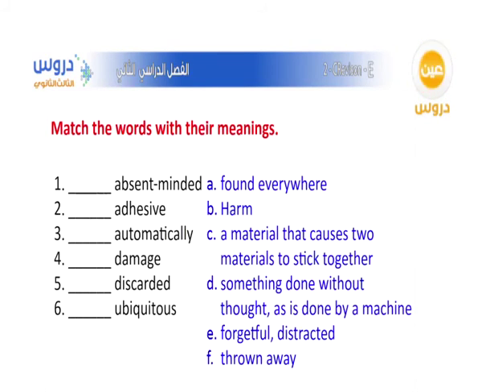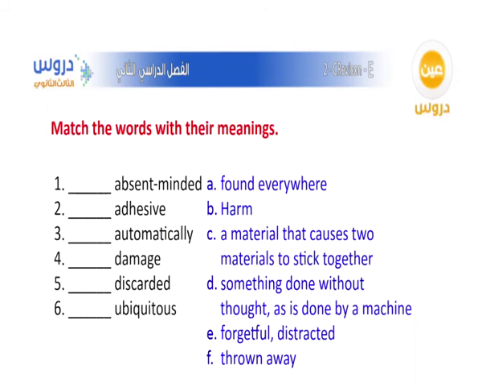2, adhesive. Adhesive is a material that causes two materials to stick together. Adhesive is like glue. You know glue? When you have two pieces of paper, you want to stick them together, you use glue, right? So did you get the meaning of adhesive, Fatima? Okay, good. I believe this one is easy.